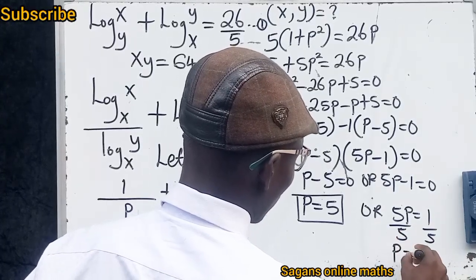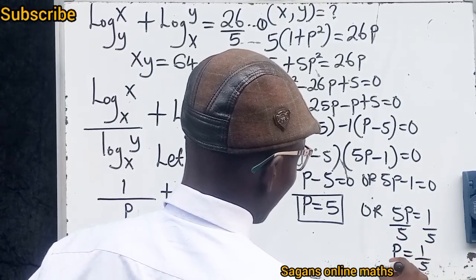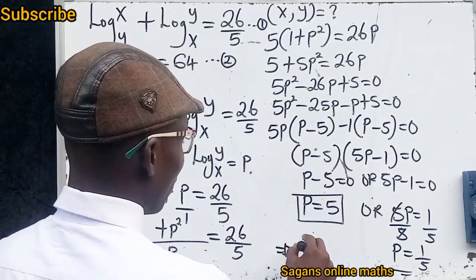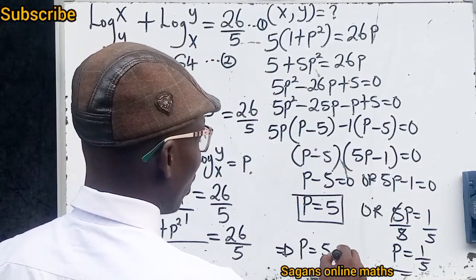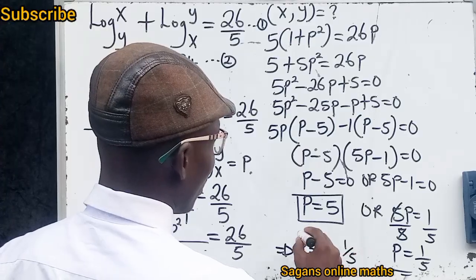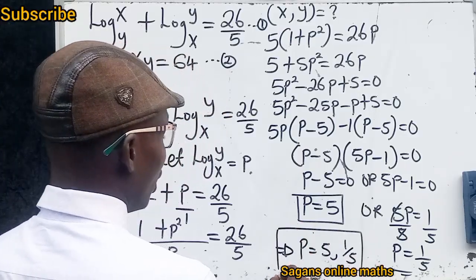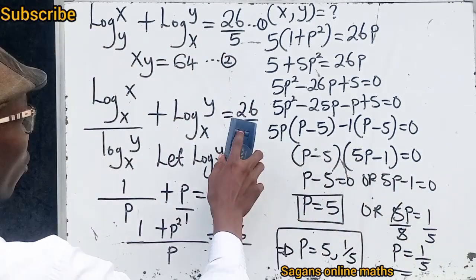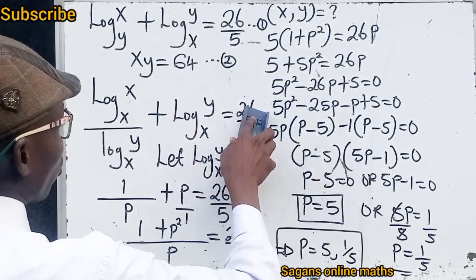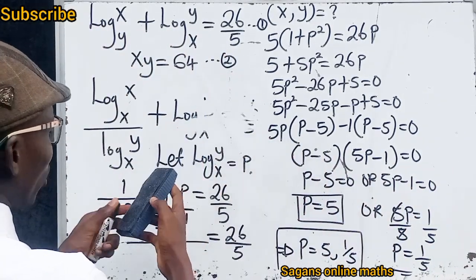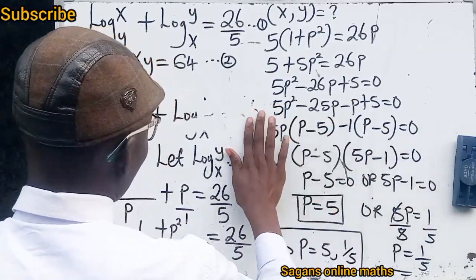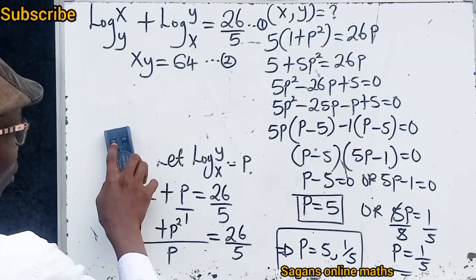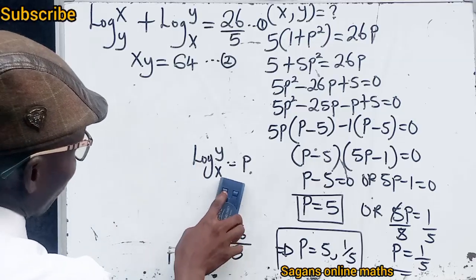That means P is equal to 1 over 5. This is the value of P. Therefore, P is equal to 1 over 5. Remember, we are not asked to solve for P. We are asked to find the value of X. So why are we solving for P? We are solving for P so that this problem can be easily solvable. That's the reason why we are solving for P. So let's remove this from here so that we can solve for the value of X.